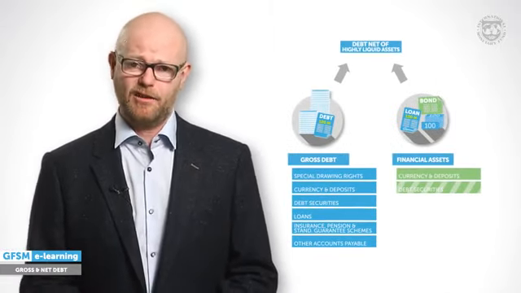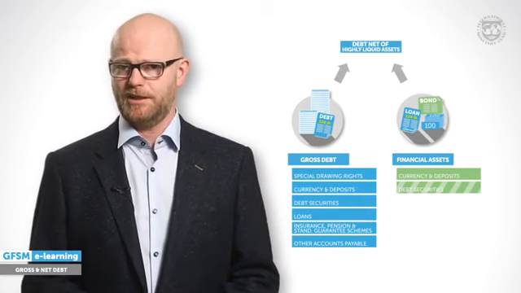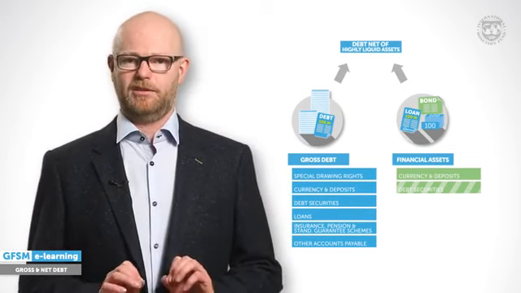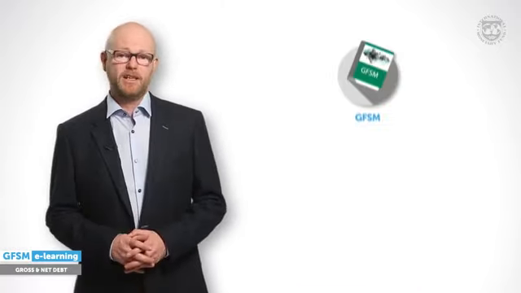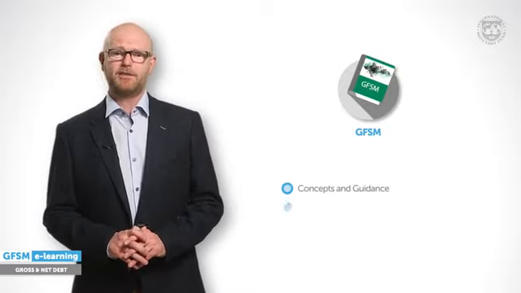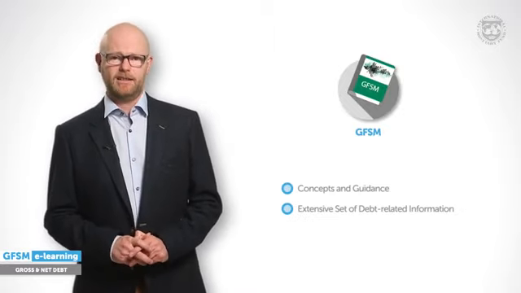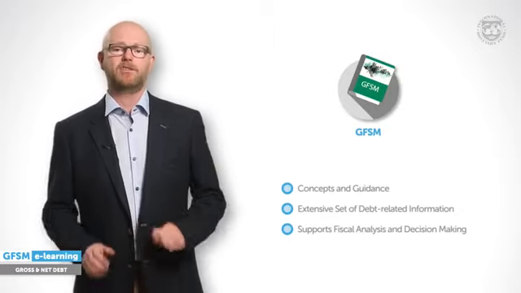Sometimes a narrower concept of net debt is used for fiscal analysis, the so-called debt net of highly liquid assets. This measure only counts very liquid financial assets, currency and deposits, and parts of debt securities. It is therefore a more prudent net debt measure. Having these different debt measures provides valuable insights into the current fiscal position as well as its sustainability. GFSM offers the concepts and guidance for an extensive set of information related to debt to support fiscal analysis and decision-making. So let's get back to our countries.